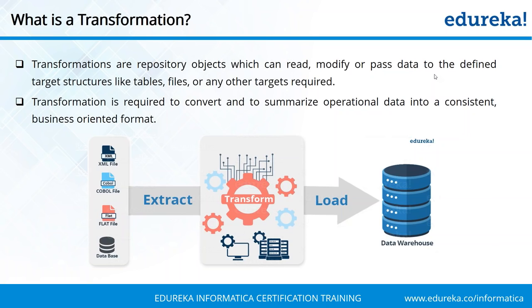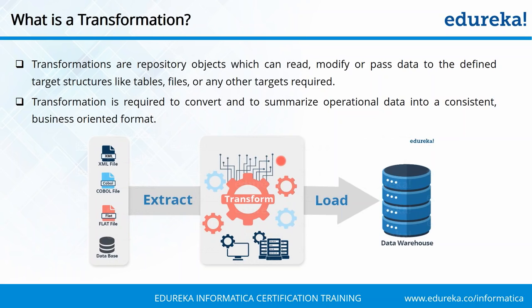Now let's look at the image below here. So here what we are doing is that we are extracting the data from 4 different sources. The first being an XML file where the data is in semi-structured format. After that we have the COBOL and the flat file. Finally we have a database table as well. So what we are doing here is we are extracting the data from all these 4 sources and then we are putting it in the playground of the transformation.